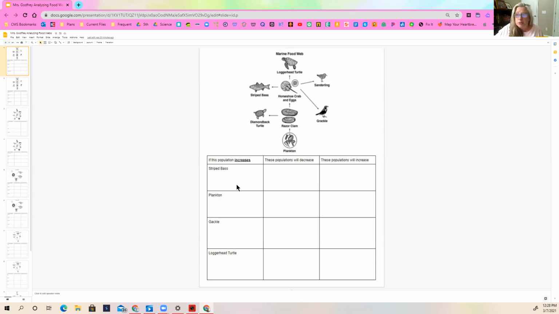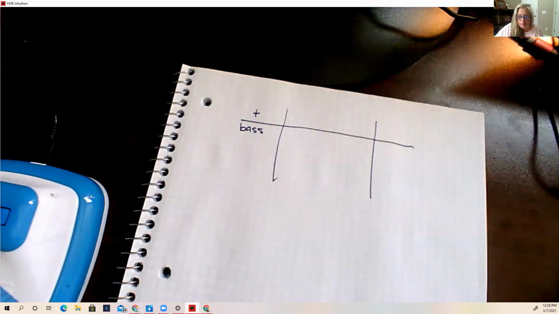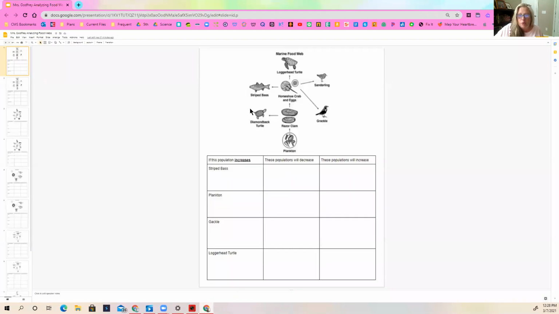So let's just do the first one together, and I'll give you some tips and strategies for how to work this out. All right, so on this first page that you can see, it says if this population increases. So what I did was I went over to my notebook paper and I just wrote down bass with a plus sign. That's to help me remember that we're getting more bass. Now, the next thing that you need to know about this food web is that the arrows are what shows how the energy flows. Or in an easier term, when you're analyzing this, the arrows point to the eater. You got that? The arrow points to the eater.